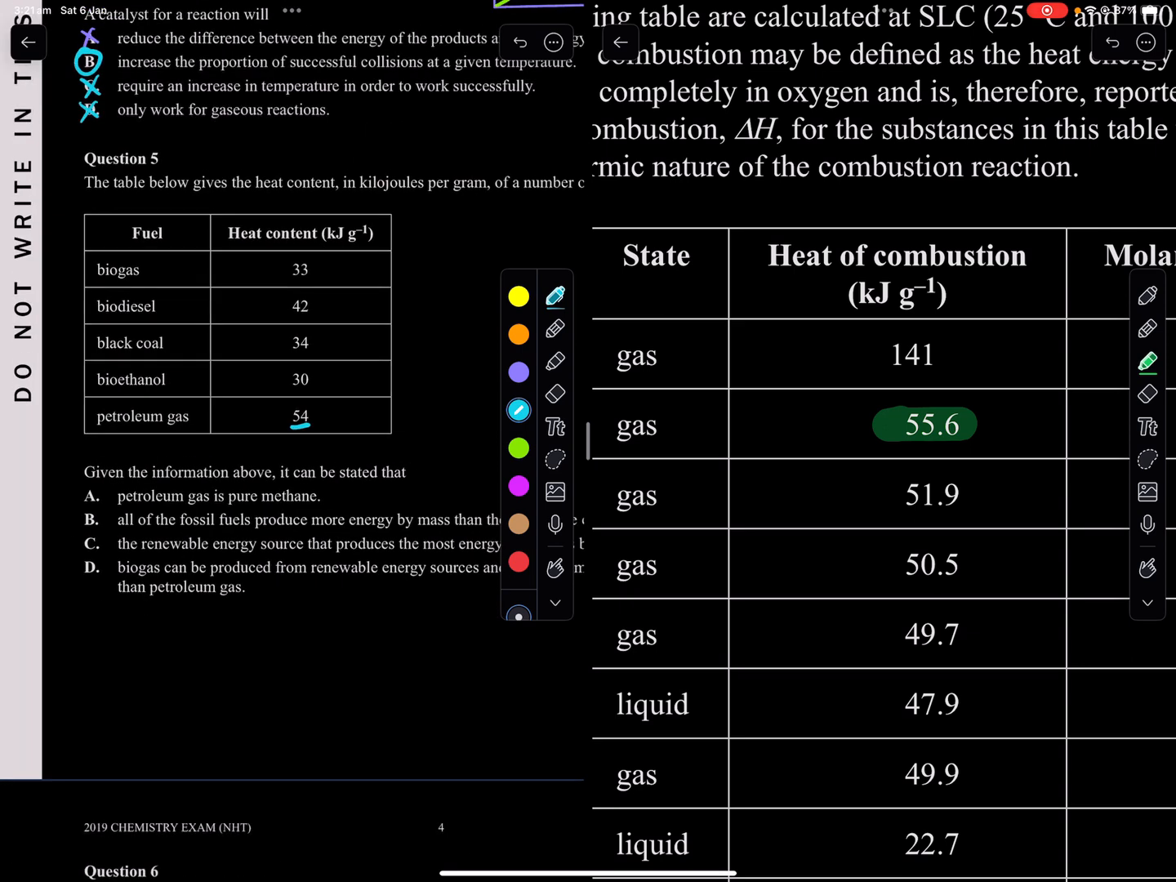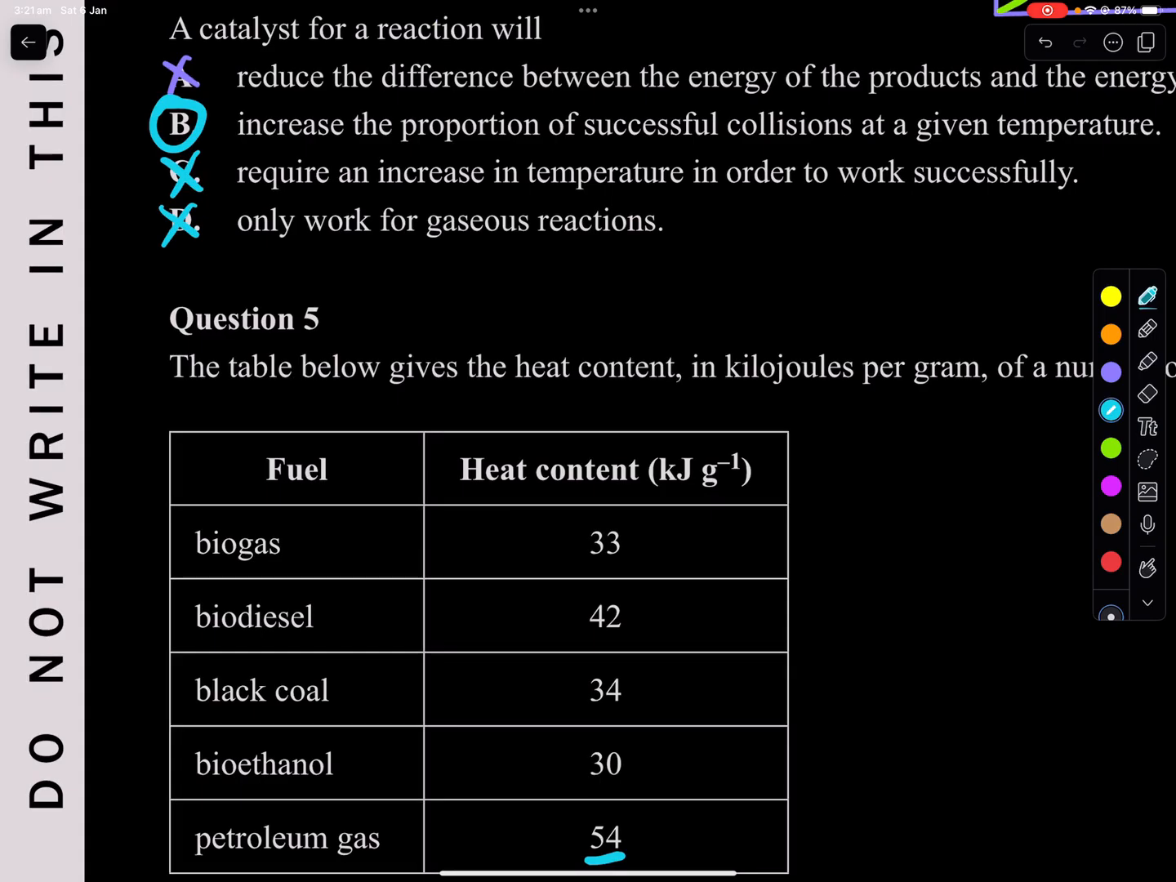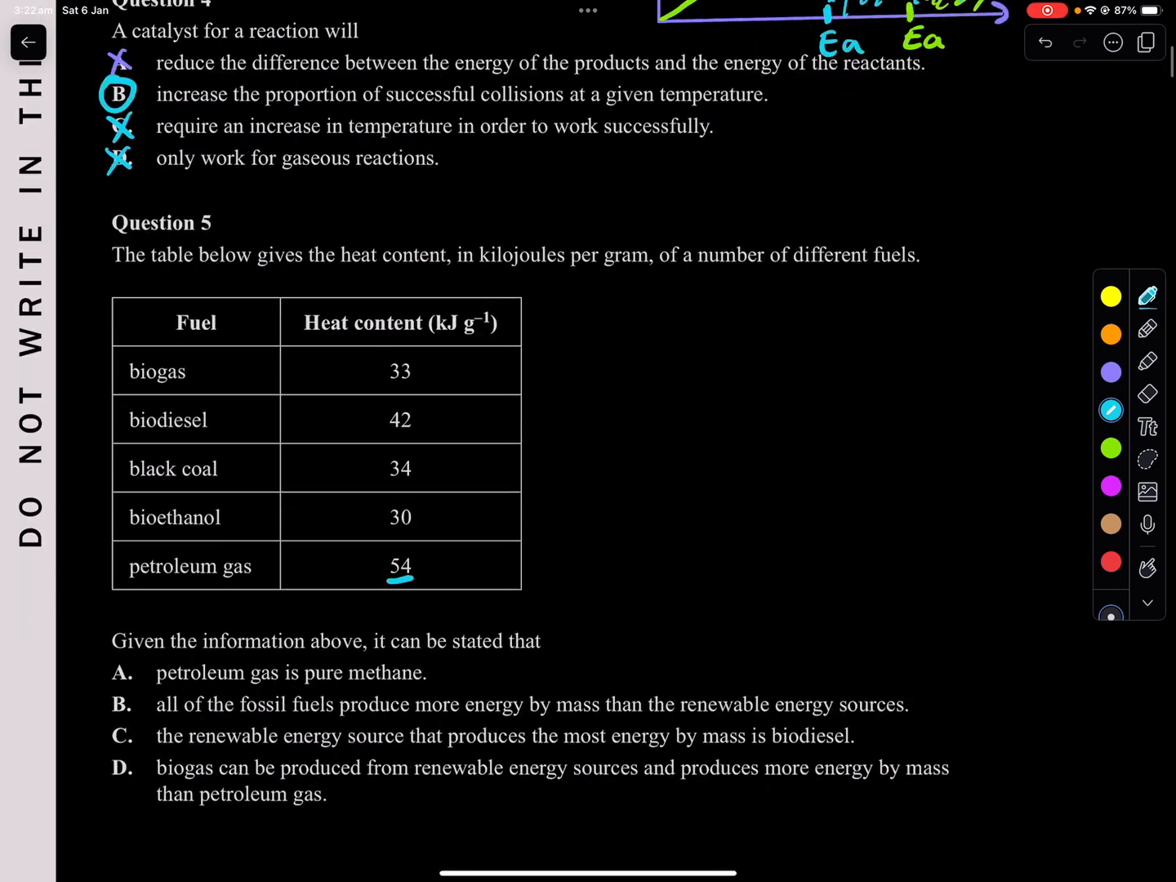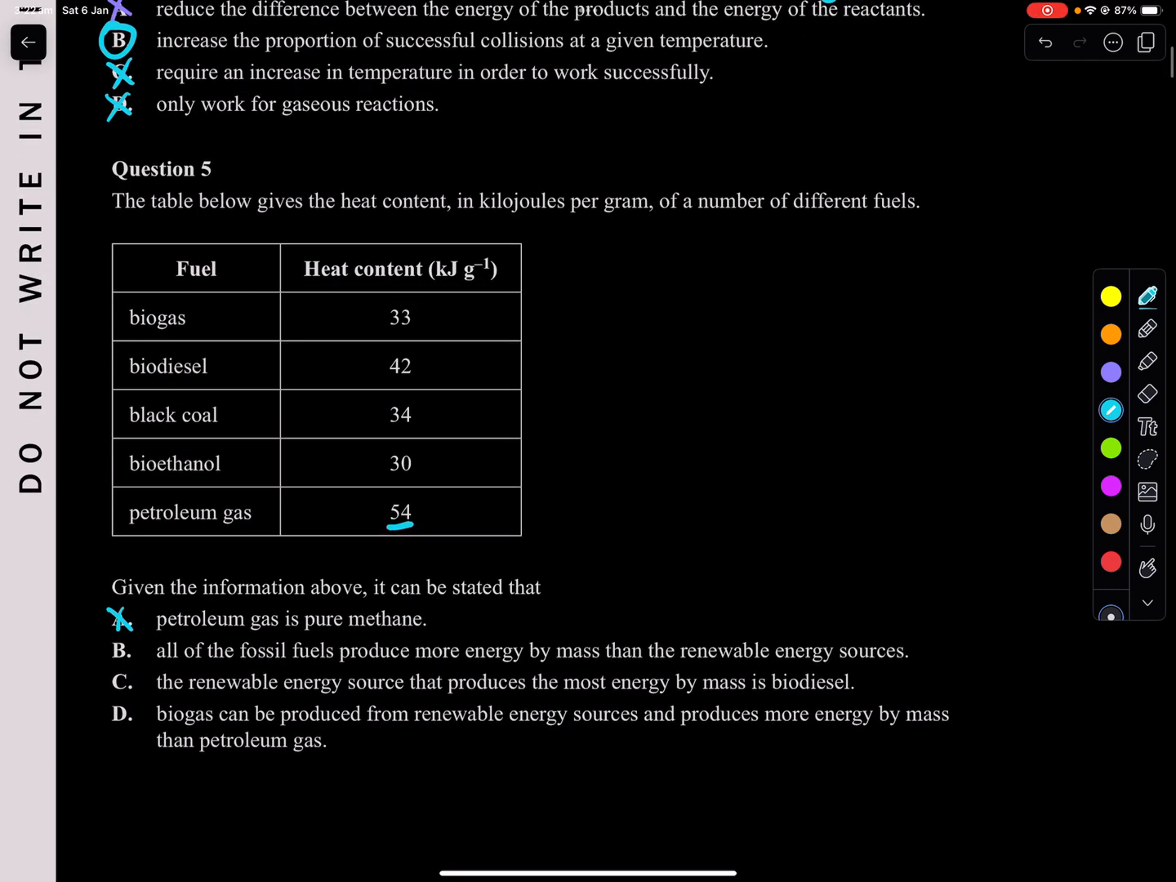So there must be impurities. It's not actually pure methane. So we can straight away say that's not a true fact. Easy. So that's wrong. B, all of the fossil fuels produce more energy by mass than renewable energy sources.